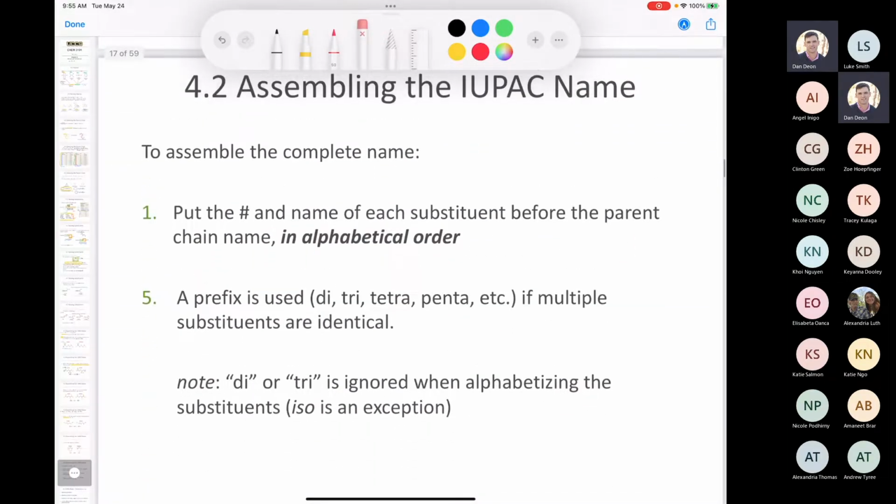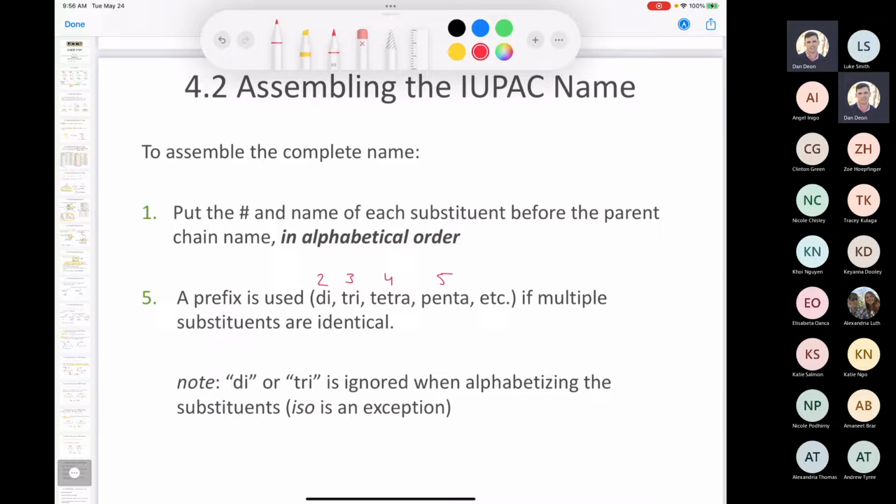And this is how we assemble all the names. It says put the number and the name of each substituent before the parent. We put them in alphabetical order. If you have the same alkyl group or halogen showing up more than once, we use prefixes. We use di if it shows up twice. We use tri if it shows up 3 times. We use tetra if it shows up 4 times. We use penta if it shows up 5 times.